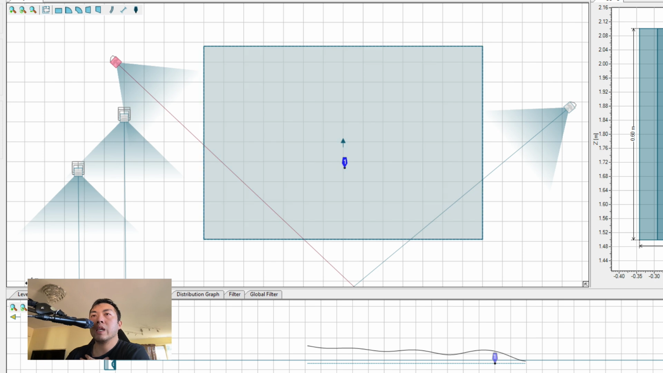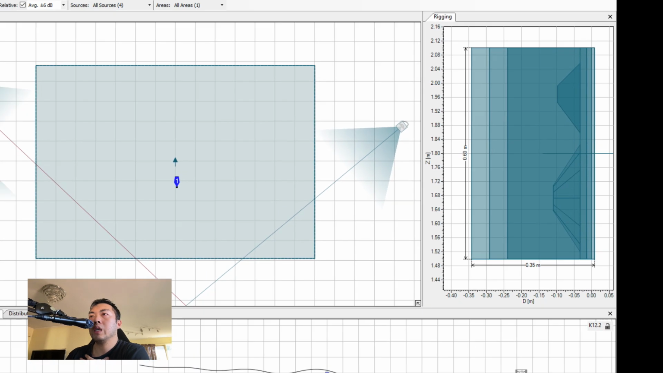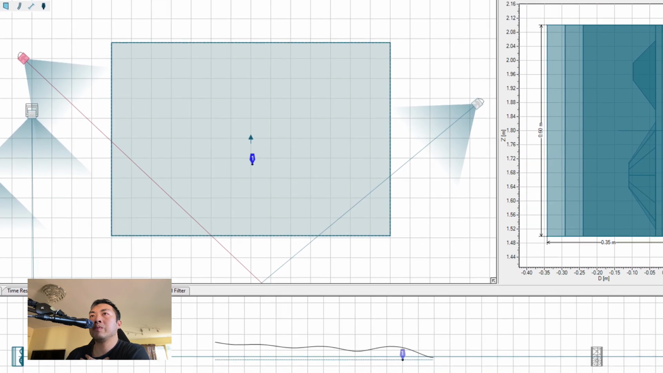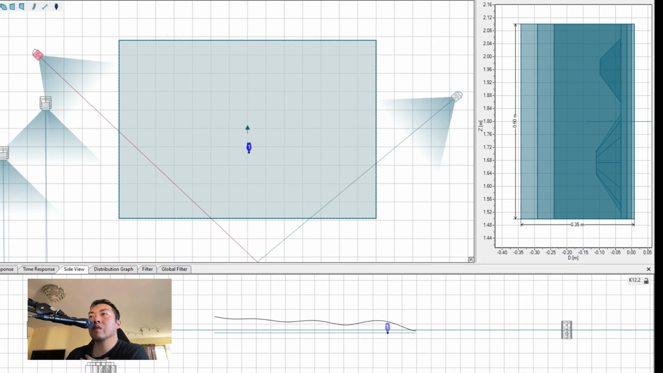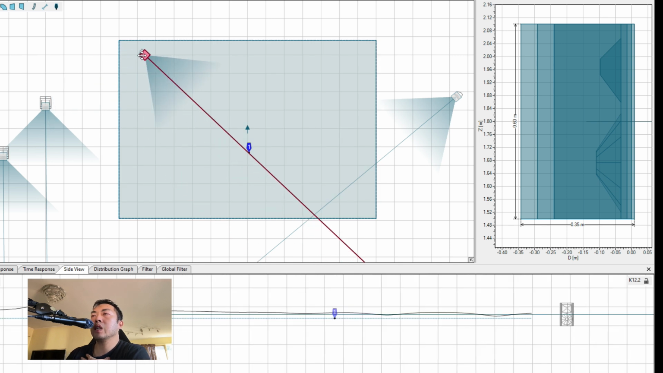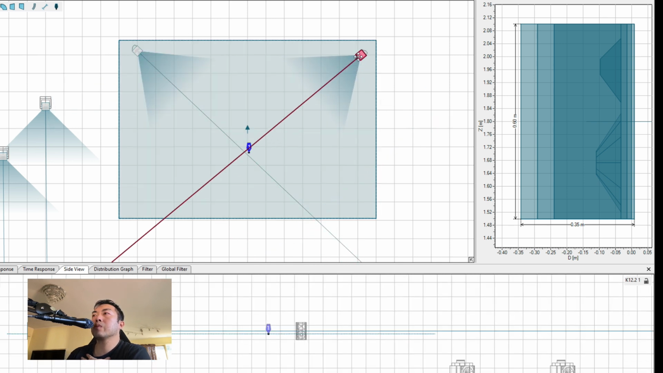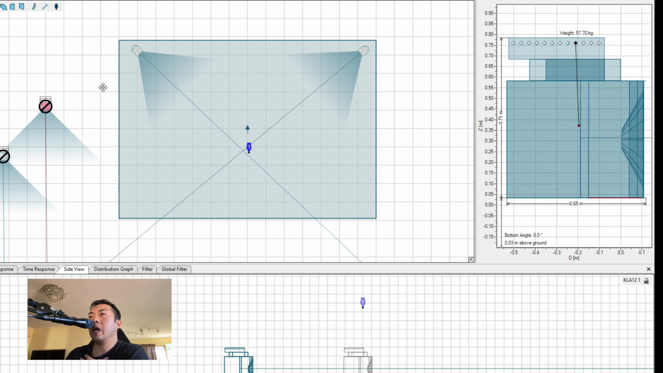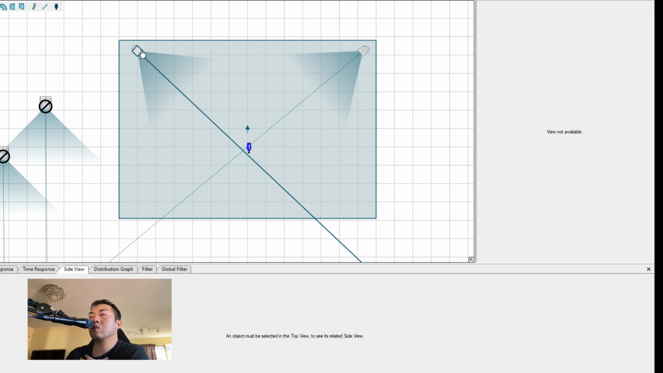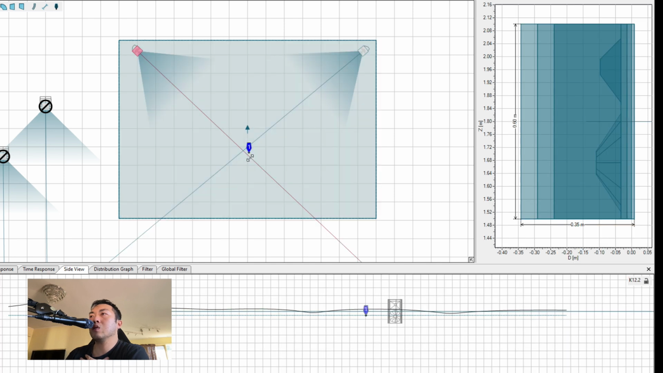Let me see if I can pull this out for you here. Right. So you can see here, the speaker is basically facing forward. Now, what happens if we have two of these in a room like this? So we will ignore the subwoofers for now. And we will just look at here.